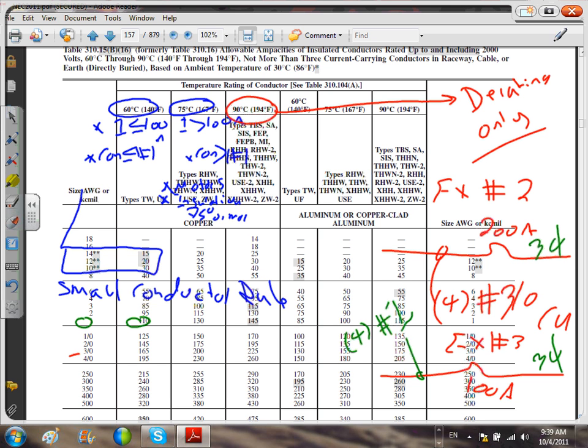Any question about the rules for this table before we start sizing? Okay, you're going to grab this table now. Make sure you have the table handy in front of you, and let's go size first.